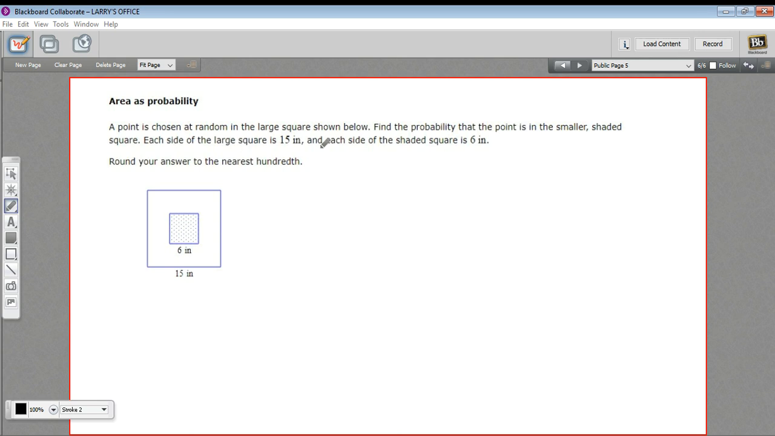Each side of the large square is 15 inches, and each side of the shaded square is 6 inches, and round your answer to the nearest hundredth. So we'll express this as a decimal then. So we want to know, what's the probability the dart's going to land inside this box?